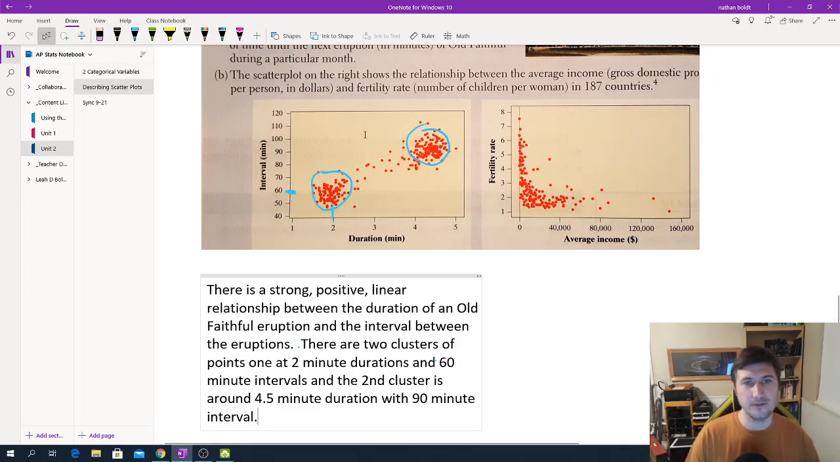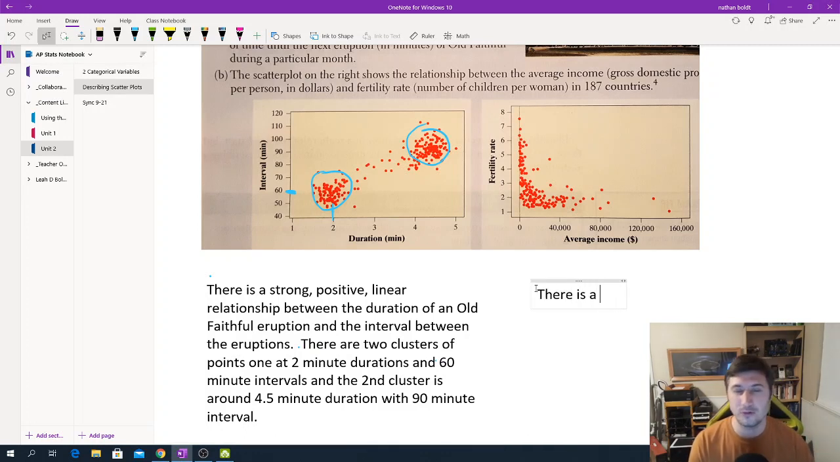Next one to the left, what do we got here? The scatter plot on the right shows the relationship between the average income, gross domestic product per person in dollars, and fertility rate, number of children per woman, in 187 countries. All right, so what do we have here? So we want to go strong, moderately strong. The dots look pretty close together. I would say either strong or moderately strong on this one. I'll go moderately strong. Let's see, the dots though are going down and to the right. They're decreasing, so that is a negative.